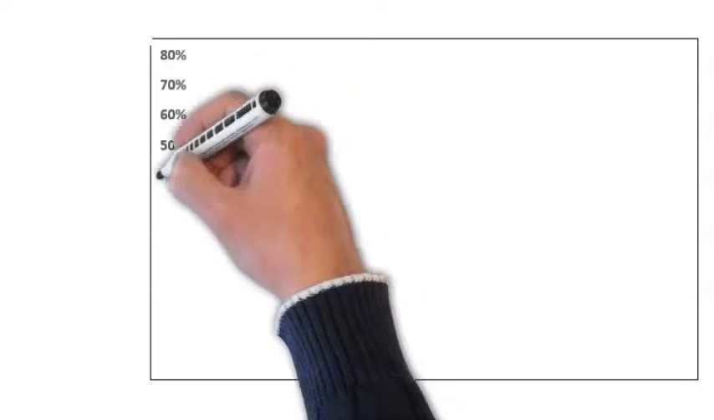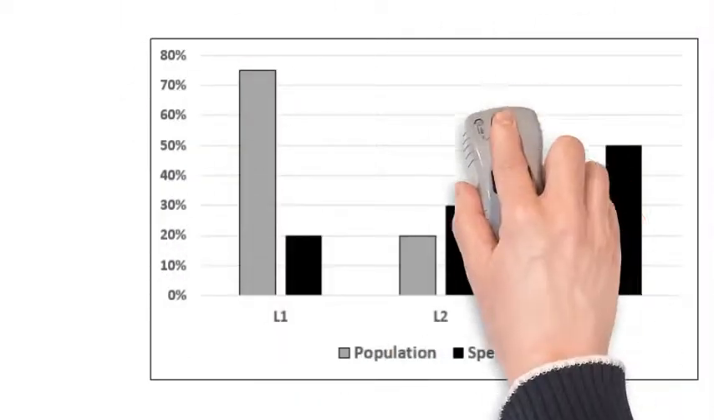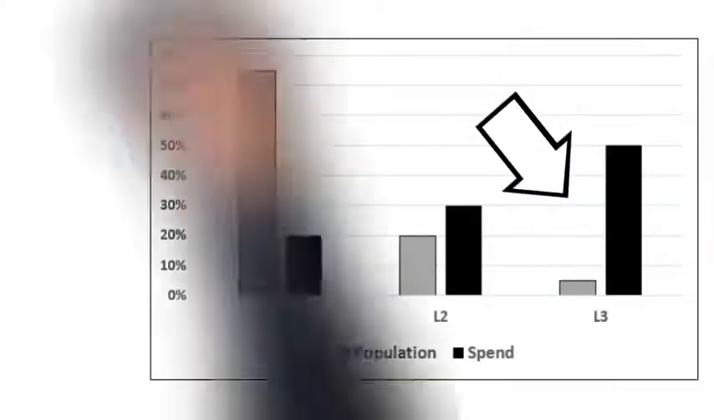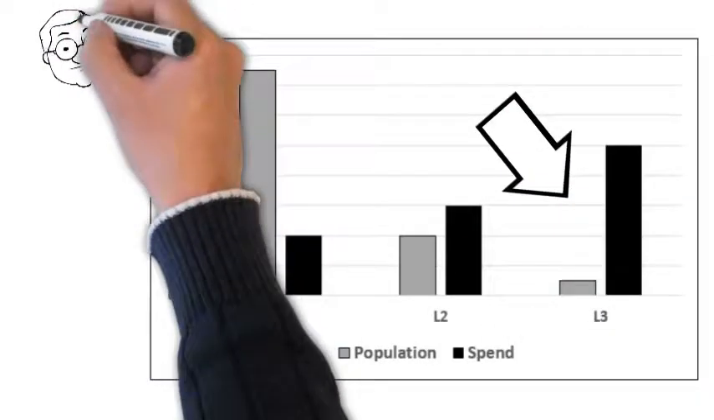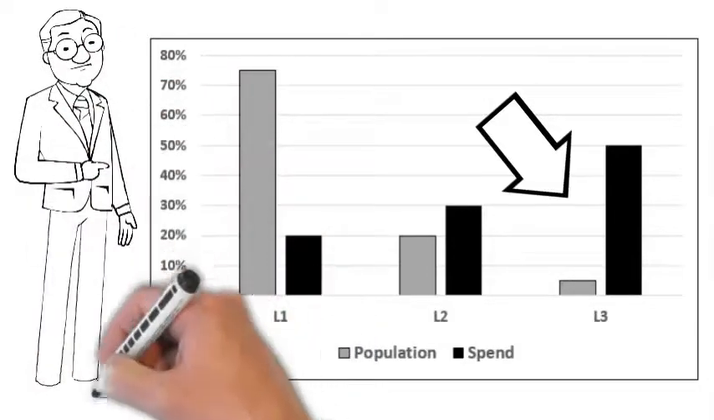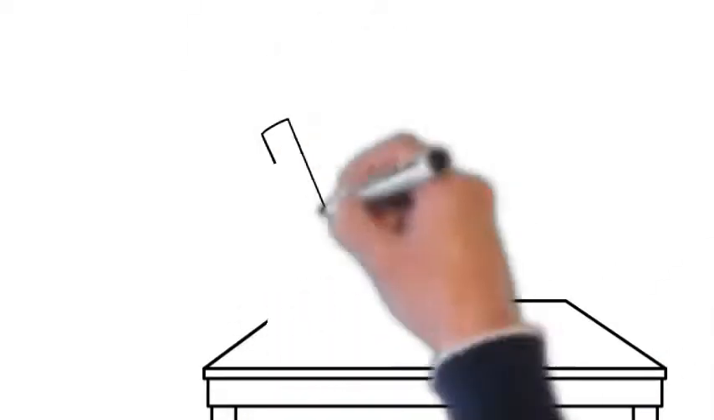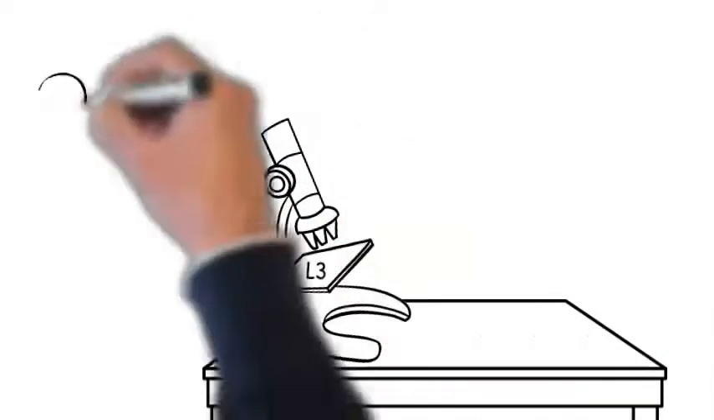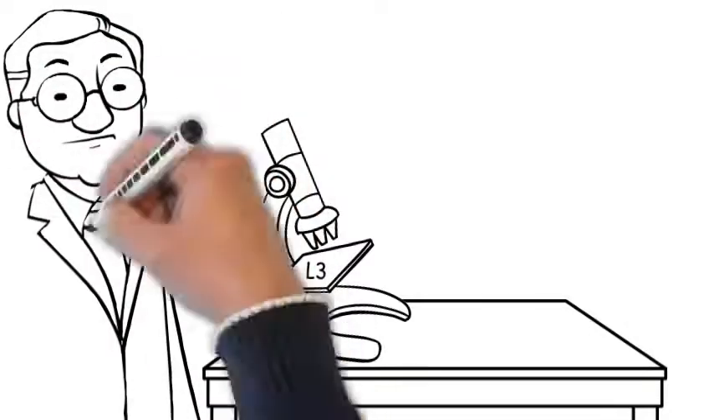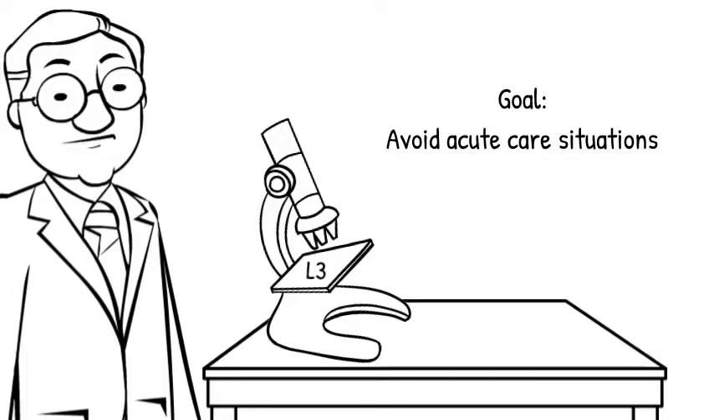Oftentimes, we see the largest amount of spend coming from the smallest population of patients, and that's why stratification levels are so important. Across the nation, we see that 50% of healthcare costs come from the sickest patients, which account for only 5% of the population. These patients require an intensive, proactive approach to care management. The goal for these patients is to increase the use of lower-cost healthcare services in an effort to avoid expensive acute care situations.